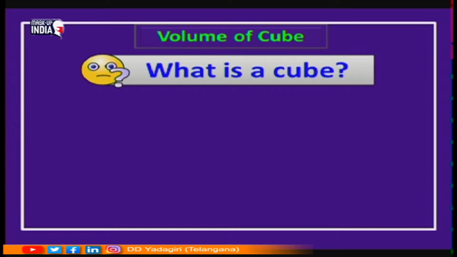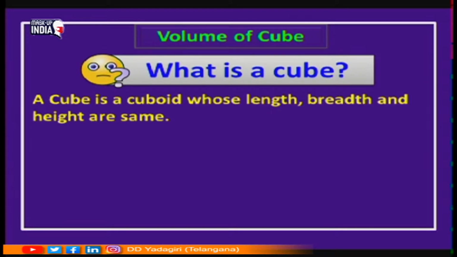So, children, we have seen how to find the volume of a cuboid by applying its formula, right, children, and also we have seen its derivation. Now, next we are going to learn about the volume of a cube. Let us see, children. So, what actually is a cube, children? A cube is nothing but a cuboid whose length, breadth and height are same.